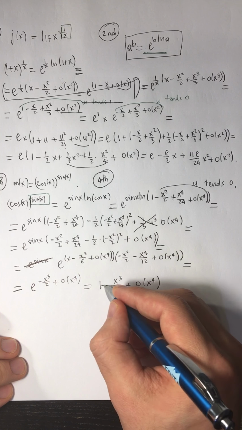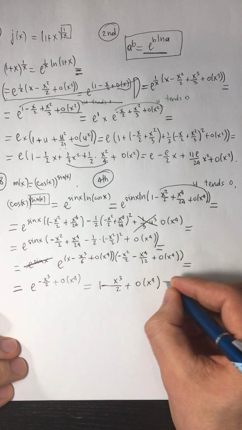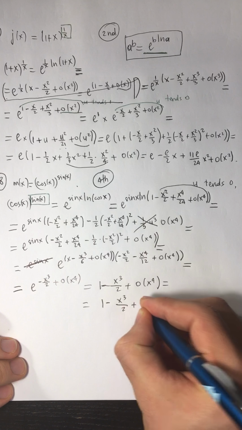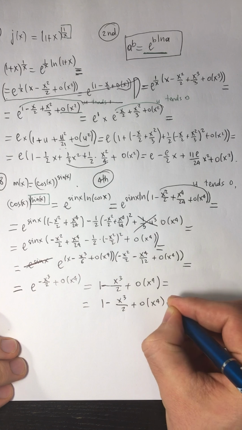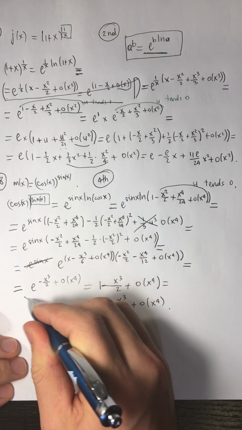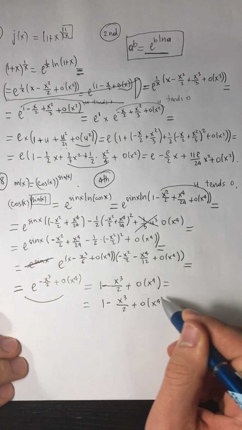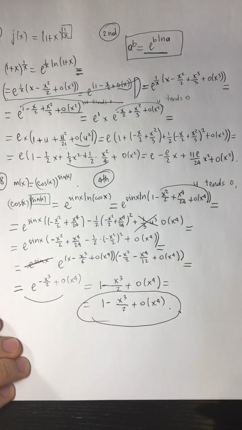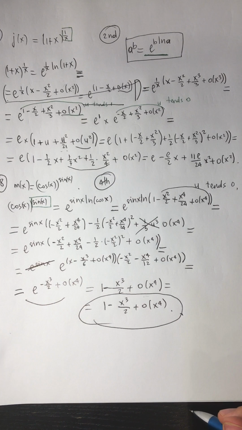And then this is minus. Okay, I'm gonna rewrite it again. 1 minus x cubed divided by 2 plus o(x to the 4). Look, if you don't understand from here to here, just watch the previous videos. I explained this. So it's easy. Now you understand. Okay, exercise 8 finished. See you in the next video. Bye bye.